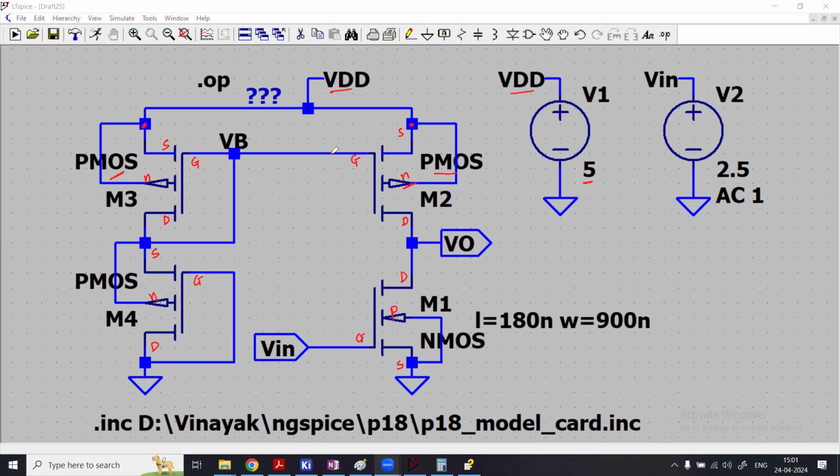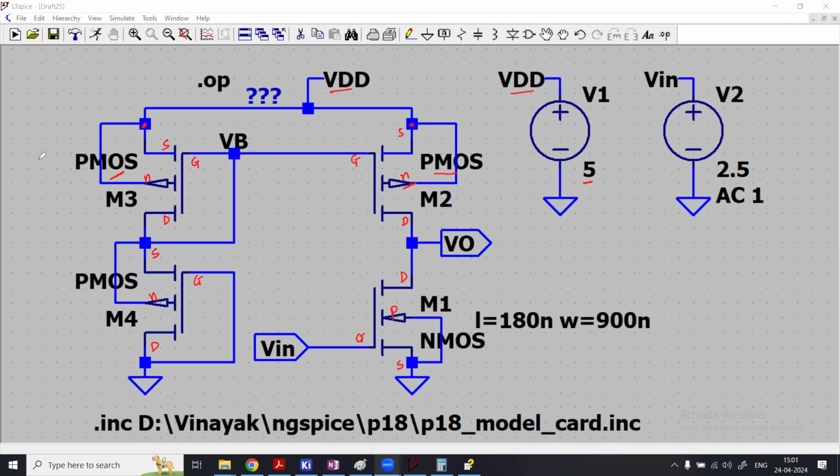Active load in the sense you have to provide the voltage at the gate pin of this transistor, and where is that voltage coming from? What we are doing here is using M3 to mirror the current in M3 into the M2. By that we are also providing the bias at the gate of M2, and this bias voltage is called VB.